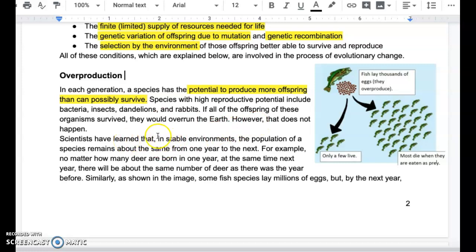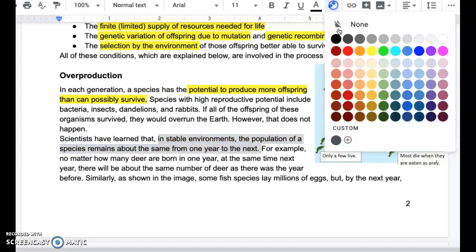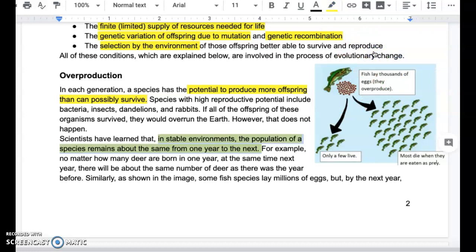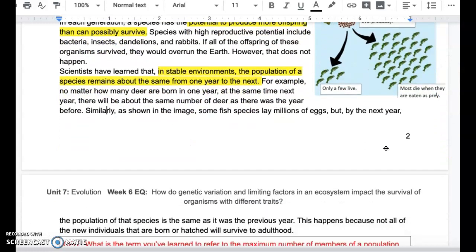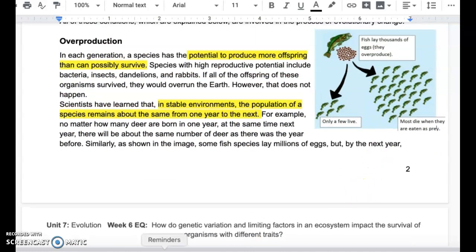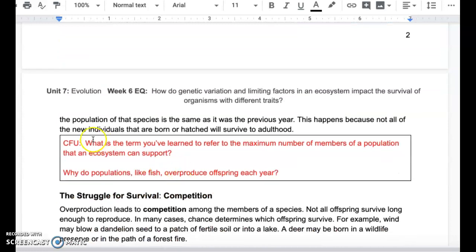Scientists have learned that in stable environments, the population of a species remains about the same from one year to the next, right? If we recall, when we learned about carrying capacity, we learned how limiting factors help balance these populations out. For example, no matter how many deer are born in one year, next year there will be about the same number of deer as the year before. Similarly, as shown in this image, some species of fish lay millions of eggs, but by the next year, the population of that species is about the same as it was the previous year.